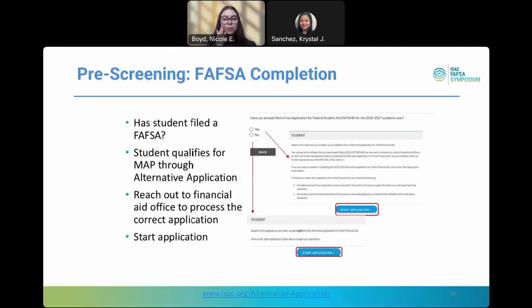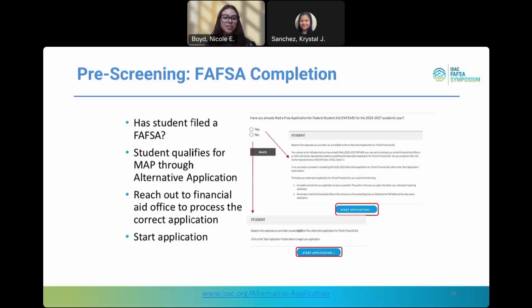It just lets them know if they do indicate that they did already file a FAFSA and they are still eligible to file an alternative application, that they just need to follow up with their financial aid office and let them know, "I accidentally filed a FAFSA, the alternative application is the correct application."